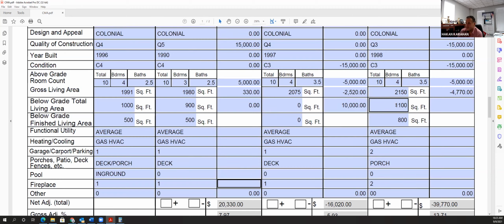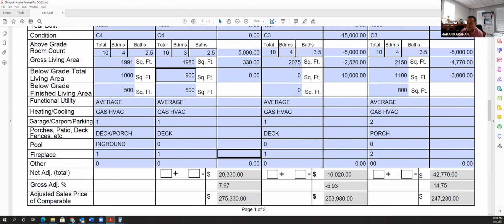So this one is 1,100 square feet, but it has a larger finished area. Therefore, I'm going to take $3,000 away from our comp here. So average condition, functional utility is average. And they all have a gas HVAC system, therefore there's no credit. And one car garage, 0. They all have one except this one. So this is going to be minus $5,000 for having one extra bay.